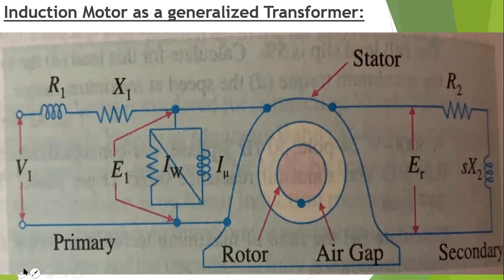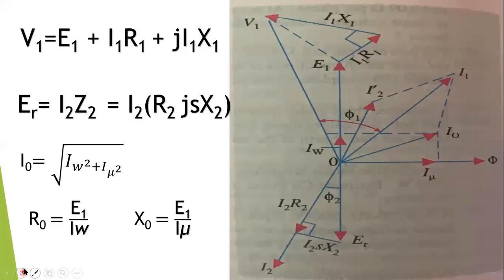Okay, this is the equivalent circuit. And next, this is the phasor diagram. Same as the transformer phasor diagrams you drew. This is also the same. So from the equations we are able to draw these phasor diagrams, right? This is also called a vector diagram. Okay, so this is O, the reference vector.